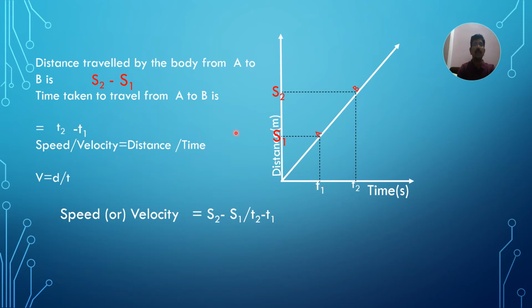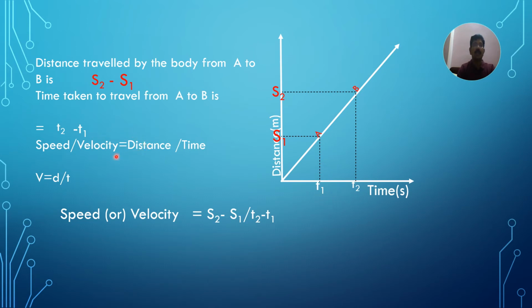Now observe this one. What is the distance traveled by the body from A to B? This is the point A and this is the point B. So the distance traveled is S2 minus S1. In the same manner, what is the time taken by the body to travel from A to B? That is T2 minus T1.